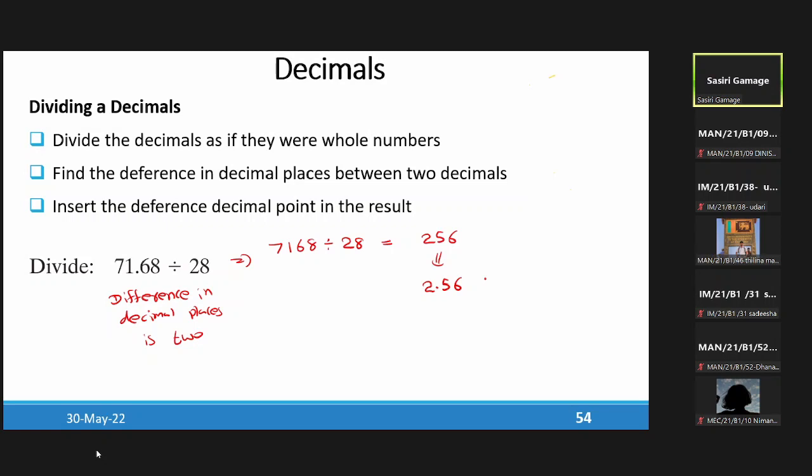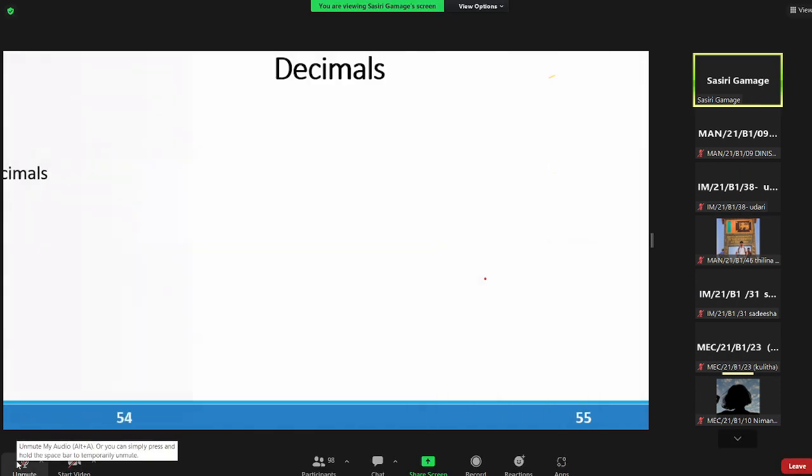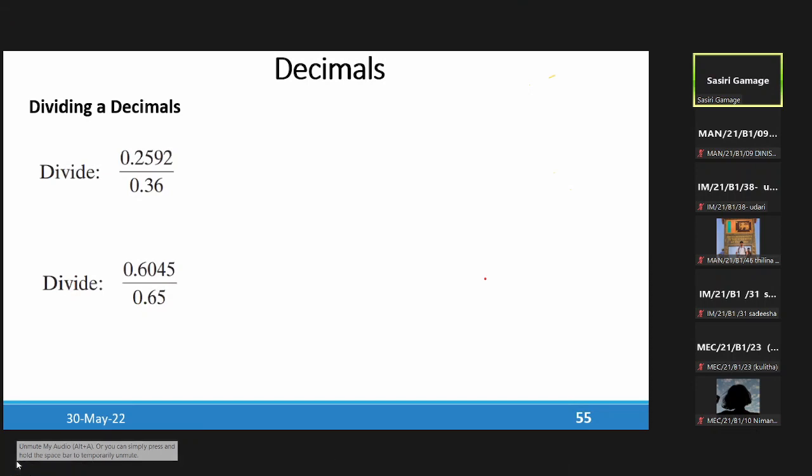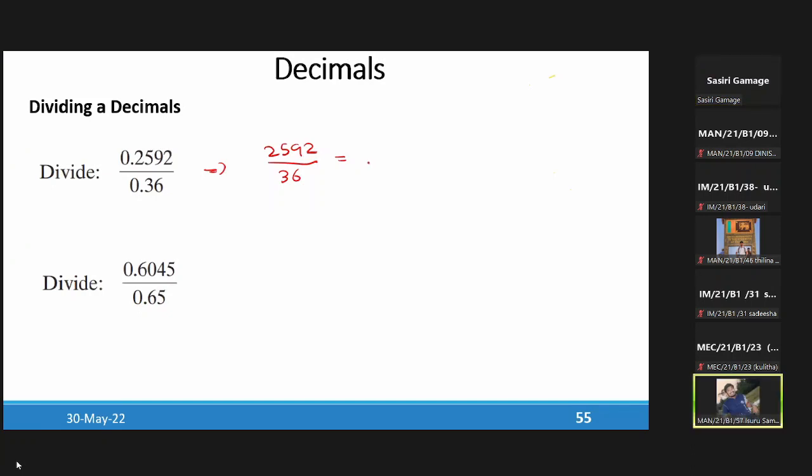Is that clear to you? Okay, then can you tell the answer for this? What we should do here? We can consider this as two whole numbers. When we do, it is like 2,592 divided by 36. What's the answer for this? 72, sir.